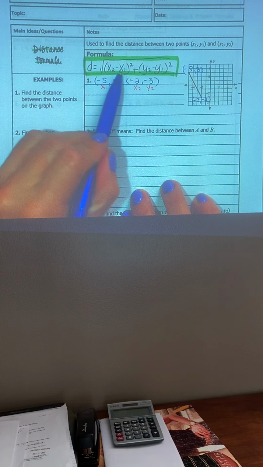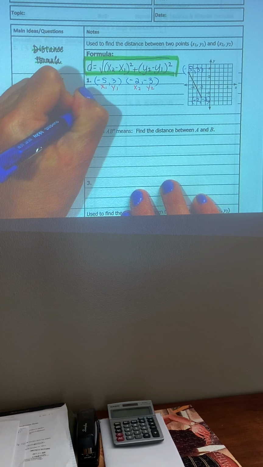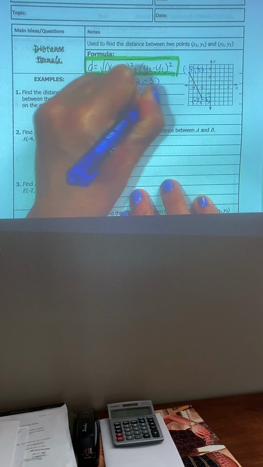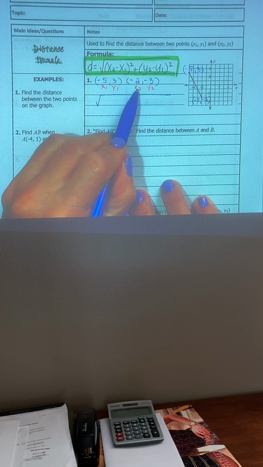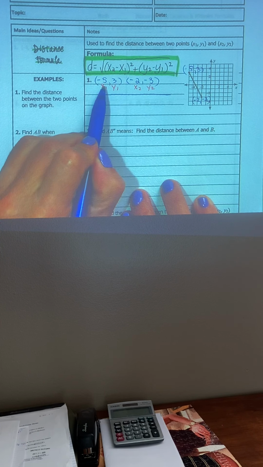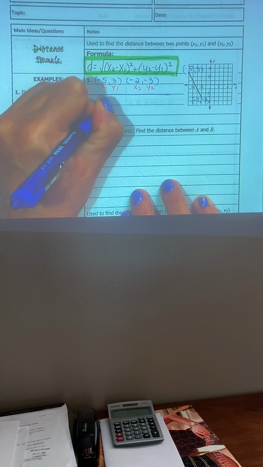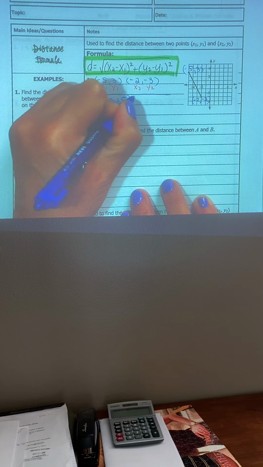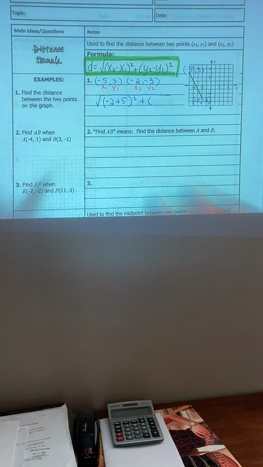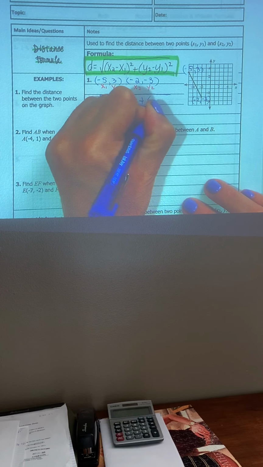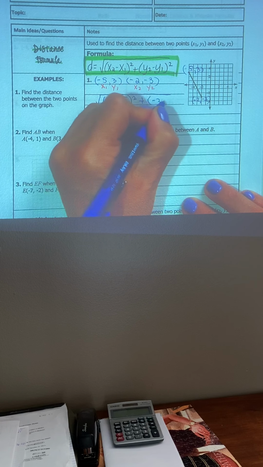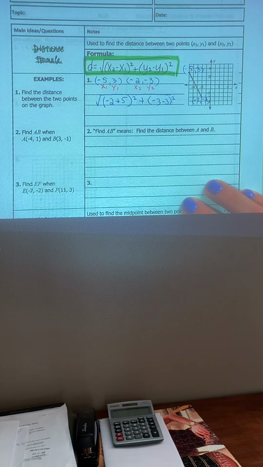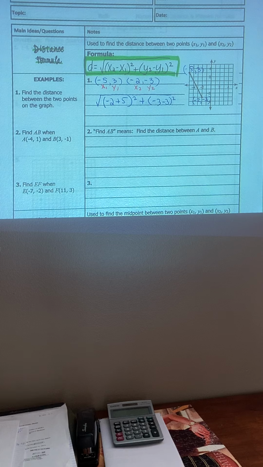So here we go. x2 minus x1. First of all, don't forget you do need the square root sign. x2 minus x1 squared. So we got -2 minus -5, which is -2 plus 5 squared, plus y2 minus y1, so -3 minus 3 squared. And this is how you should show your work. Just like this, and then you compute.